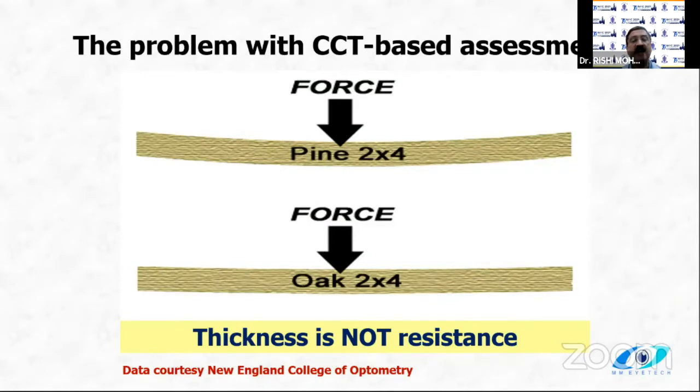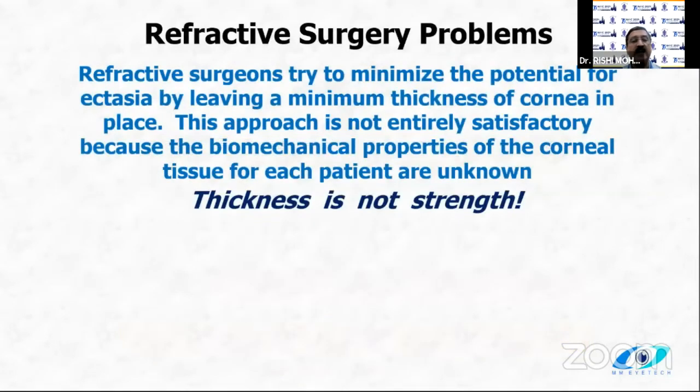So what is the problem with these corneal thickness based assessments? One is that all corneas are not the same, and thickness is not resistance. If you take, say, a piece of pine wood and a piece of oak wood, the same force that would bend pine will not bend oak. And that tells us that thickness is not really the only thing in this area.